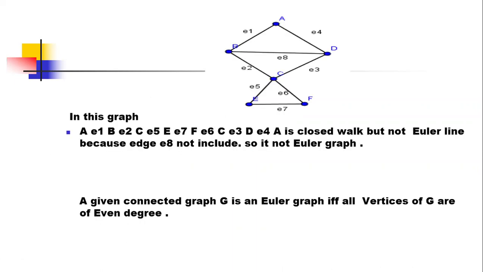But the third one is not an Euler graph. Why is it not an Euler graph? Because the degree of this vertex and this vertex are odd here, that is 3. So therefore we cannot create such an Euler line. Therefore we cannot say it is an Euler graph. So that is one important result to check whether the given graph is Euler or not.